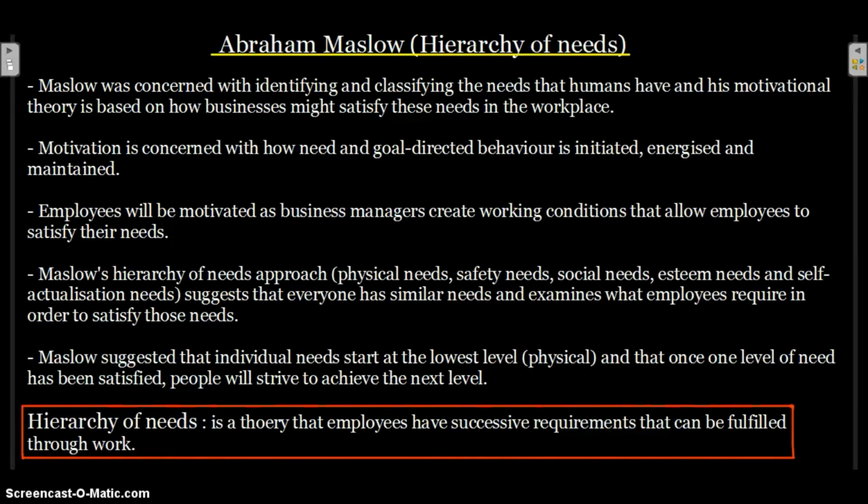Today we are going to be talking about Abraham Maslow's motivation theory. We have previously talked about Taylor, F.W. Taylor, and Elton Mayo as well as Herzberg. Now we are going to talk about Abraham Maslow.